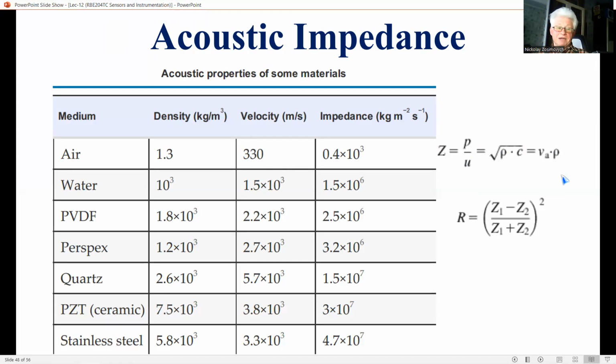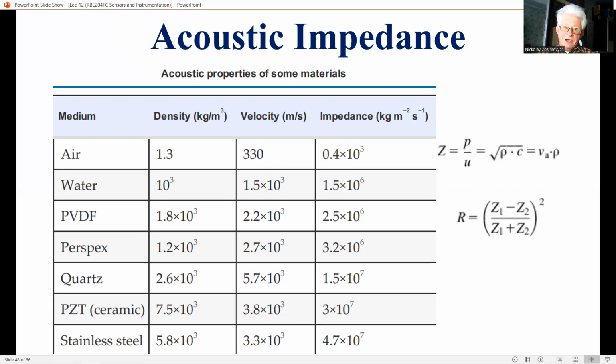This table displays typical values for various materials. Clearly, air has a very low acoustic impedance. Liquids and solids are much harder materials. The acoustic impedance is an important parameter with respect to the transfer of acoustic energy between two media.